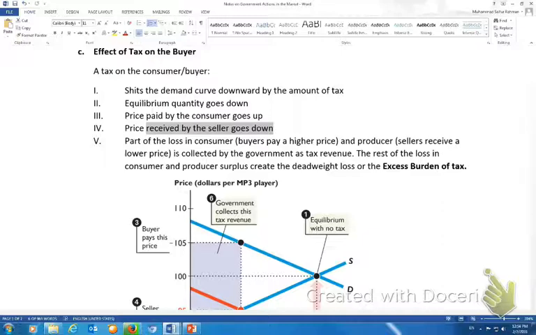But what will happen, and we're going to show that, is that the government really cannot absorb all the loss of consumer surplus and producer surplus. So at the end of the day, we will end up with a deadweight loss, which will be part of the loss of consumer surplus and part of the loss of producer surplus that is not appropriated by the government in the form of tax. Hence, we are going to have deadweight loss when the tax is imposed on the buyer. And that will be the excess burden of tax.